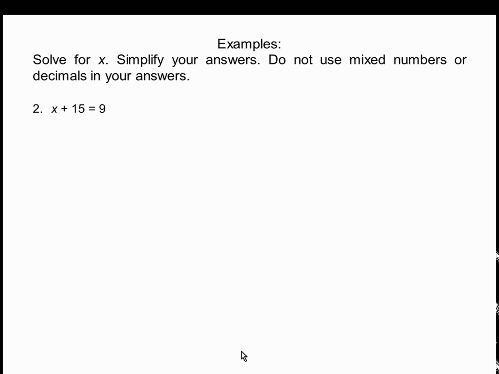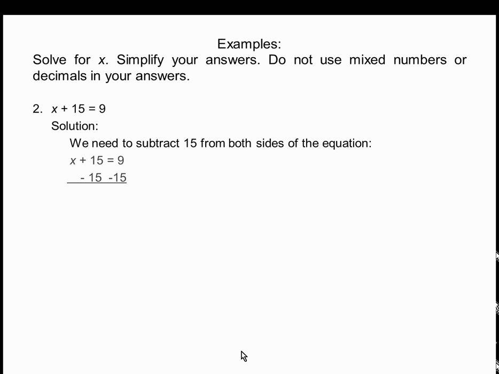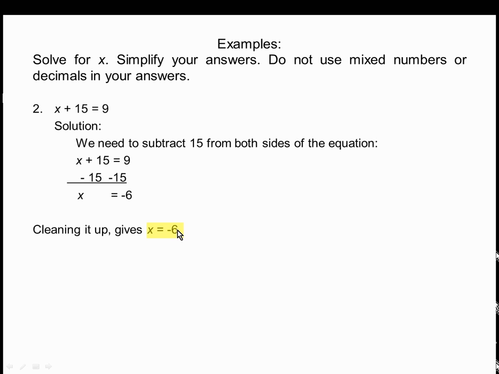Number 2, I have x plus 15 equals 9. Okay, we need to subtract 15 from both sides. So, subtracting 15 from both sides. On the left, 15 minus 15 is 0, and on the right, 9 minus 15, I get negative 6. Okay, as time goes on, I will stop writing this down. If you want to keep writing it down in your work, that's fine. I'll say what we're doing, but I will eventually just stop doing that.